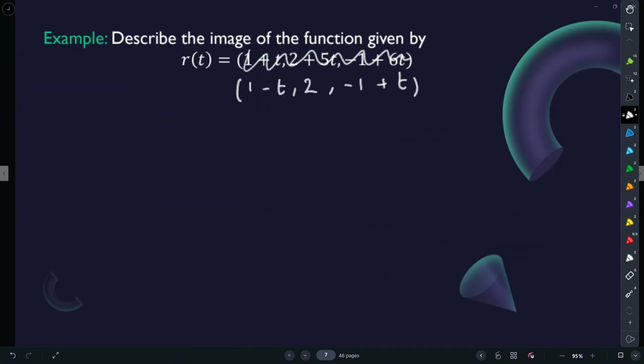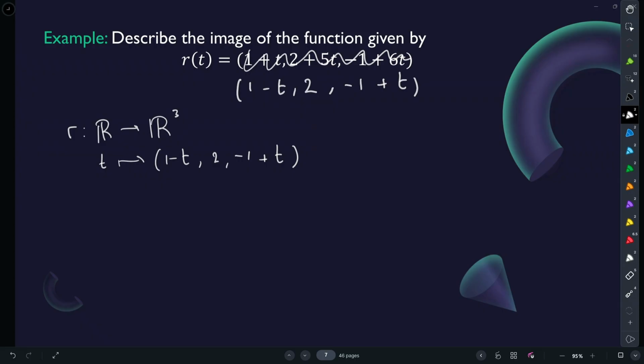But before we do all that, I had come up with some complicated one before, but let me just do r of t. So r here is a function from the real numbers to R3, and t is being sent to (1 minus t, 2, minus 1 plus t). And they are asking me to describe the image of the function, so describe whatever curve this is parameterizing. What do you think this looks like in space? It's a line.